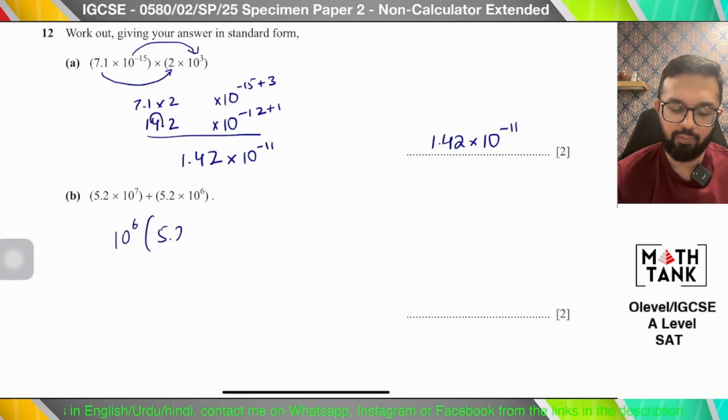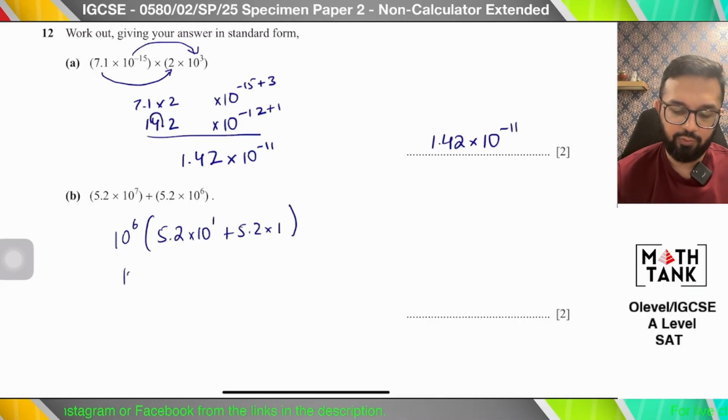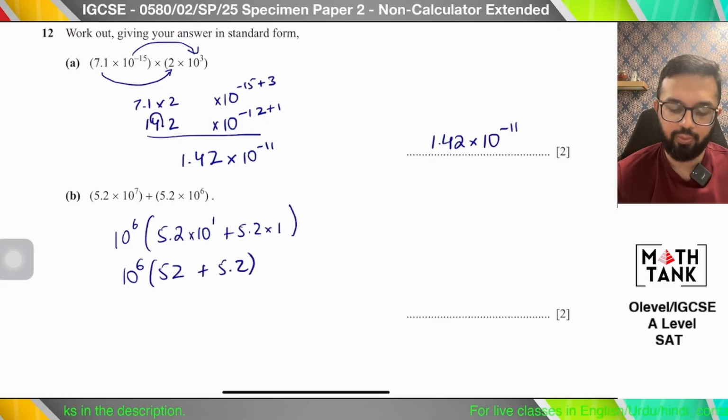So 10 power 6, I get 5.2 into 10 power 1 plus 5.2 into 1. That gives me 52 plus 5.2, 10 power 6, 57.2. And then I again change it to standard form, so 10 power 7.